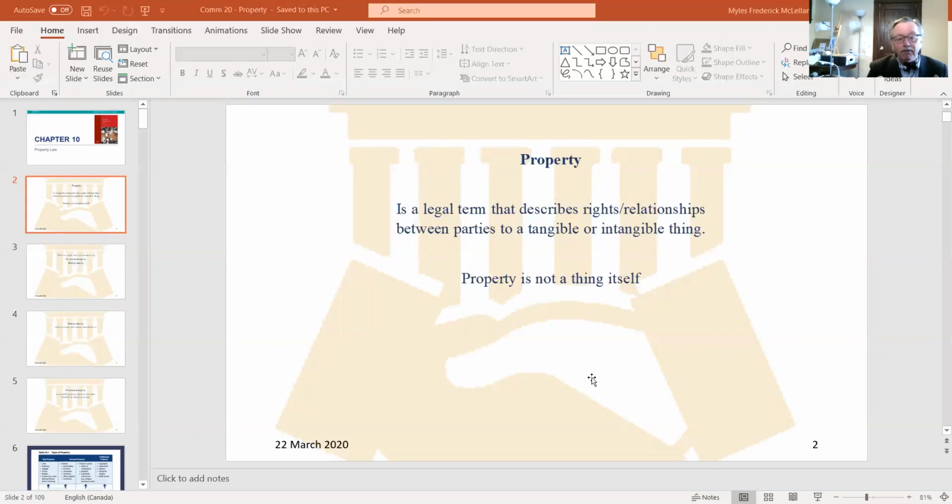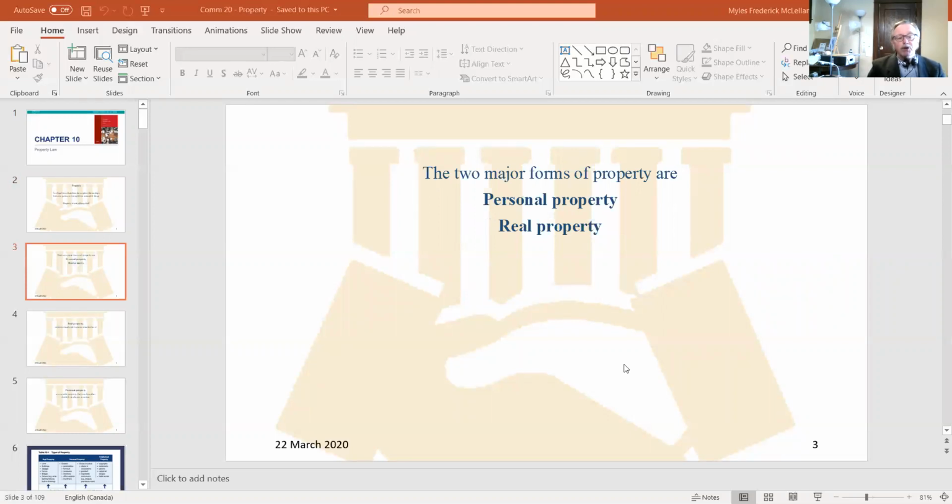But having said that, for all intents and purposes, we'll still refer to property as being things because that's what you understand them to be. And it's obviously much easier to follow if we use that simple understanding. So there are two major forms of property. We have personal property and we have real property.